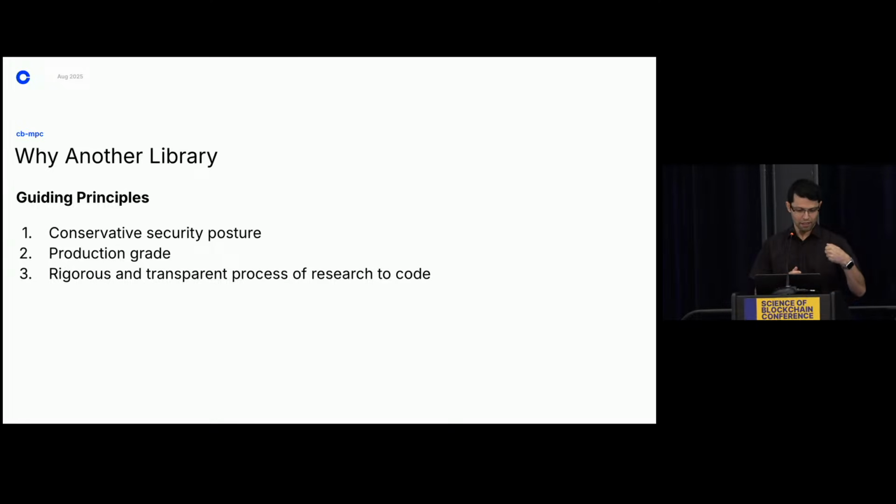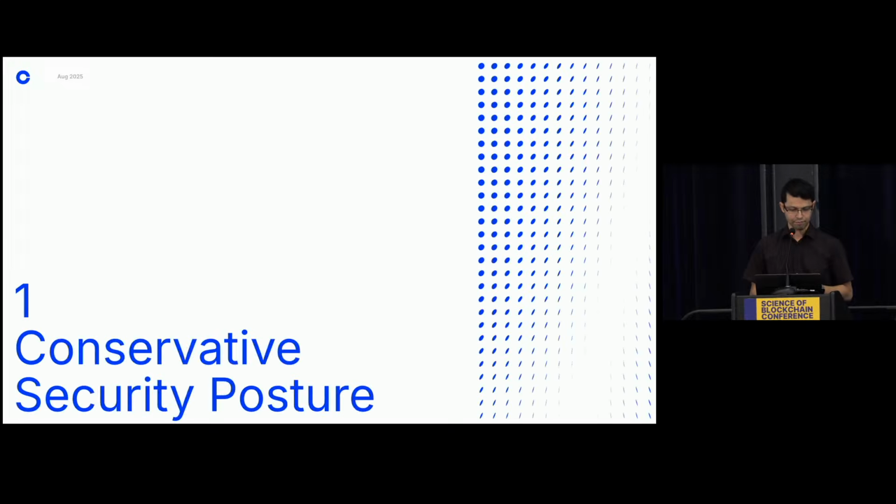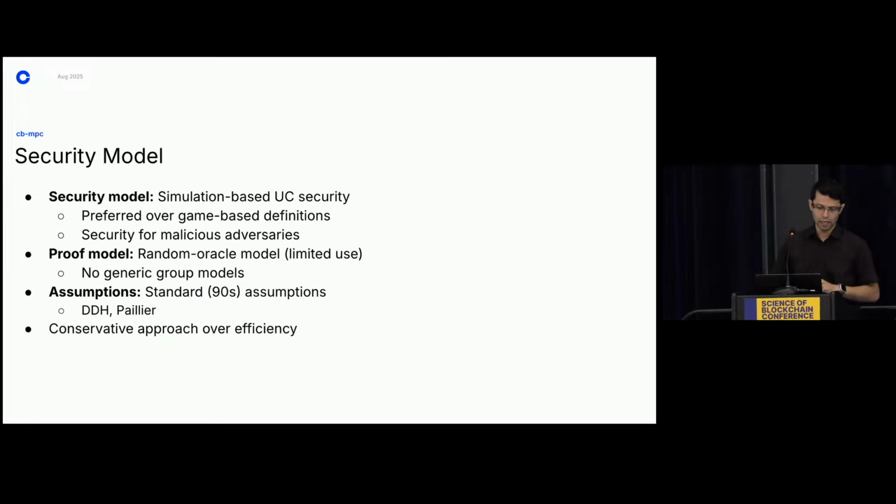I'm going to do that by describing our guiding principles, which are our conservative security posture, our production-grade code, and our rigorous and transparent process of going from the research to code. So let's go over them one by one, starting with our security posture.